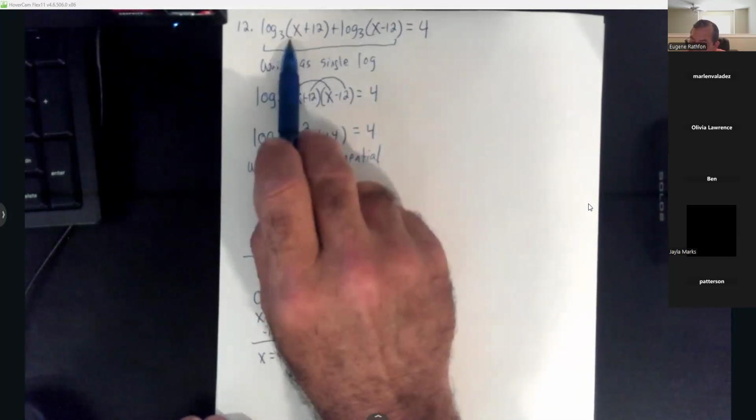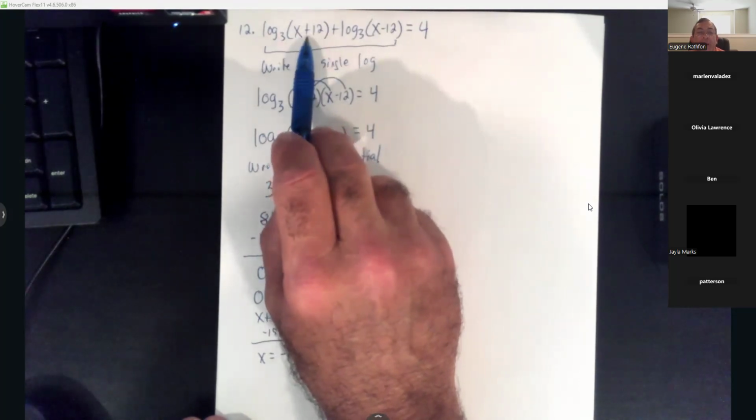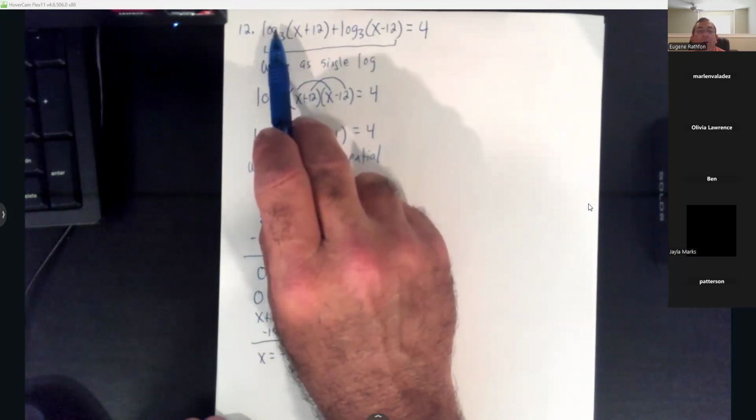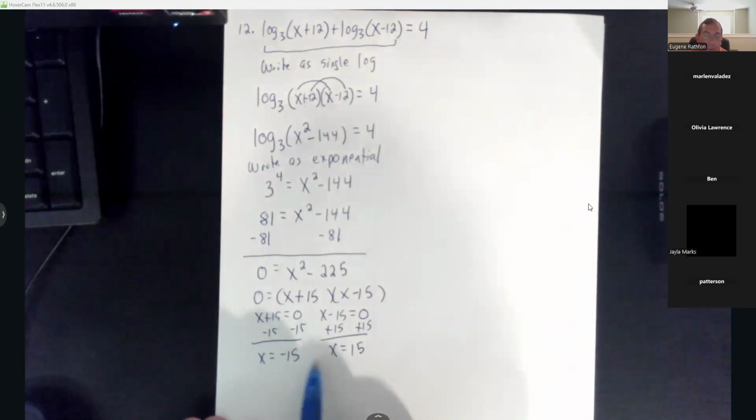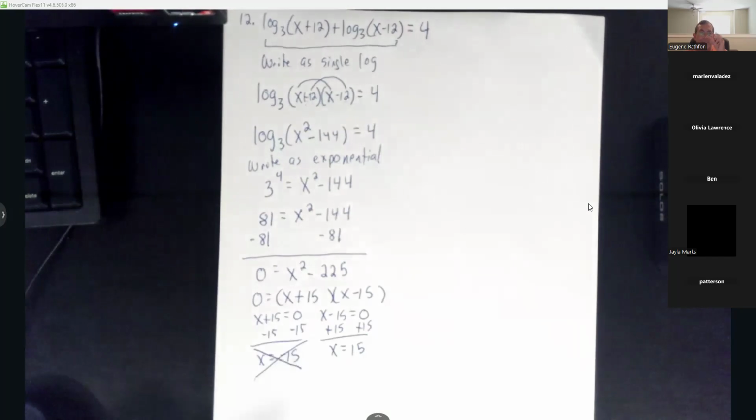But y'all, if I put that negative 15 up here, negative 15 and 12 give me negative 3. I cannot take a log of a negative. So once again, we got to throw away our negative answer.